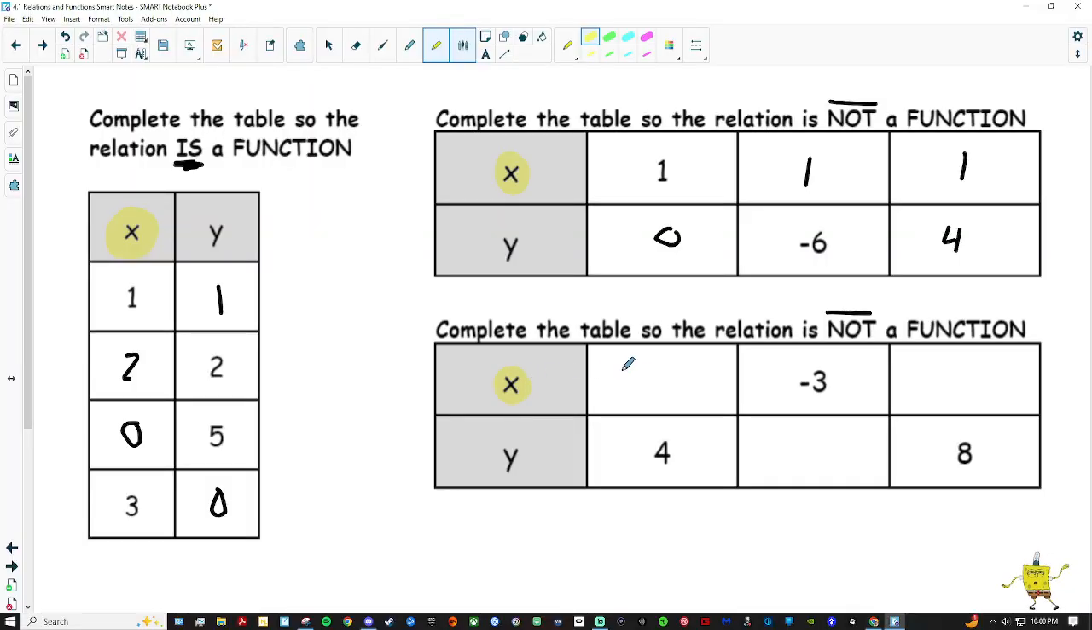So here are my x values. I just need to make a repeating number. I could do a 0 and a 0. And because there are 2 zeros, this fails. The y values don't matter at all. 2 zeros fail. I could do 2 5s. I could do more -3s. If there are 2 numbers that are the same in your x value, it fails.